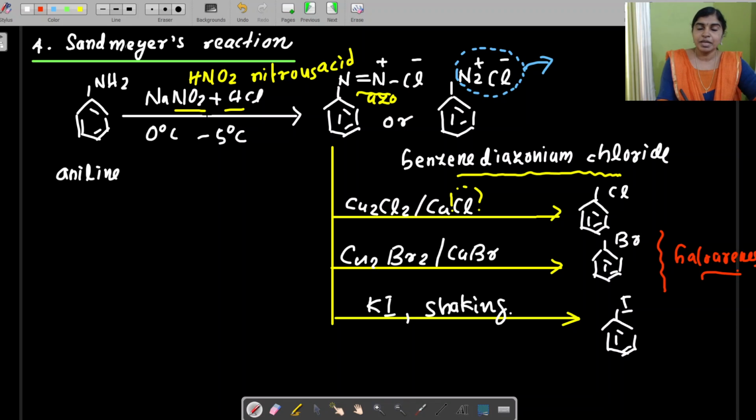And how will you explain the Sandmeyer reaction? Here is the aromatic primary amine. This is the NH2 group, that is primary amine. Aromatic primary amine or aniline reacts with sodium nitrite and HCl at cold conditions, that is between 0 degrees Celsius and 5 degrees Celsius. First, benzene diazonium chloride is obtained, which when treated with cuprous chloride or cuprous bromide, or shaken with potassium iodide, the corresponding haloarenes are obtained. So that is the explanation for the Sandmeyer reaction.